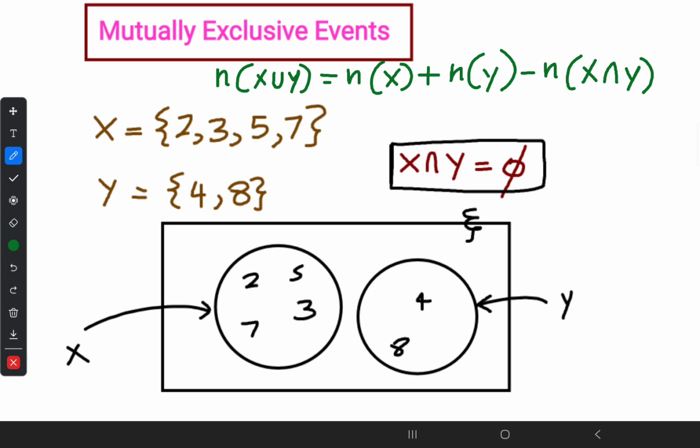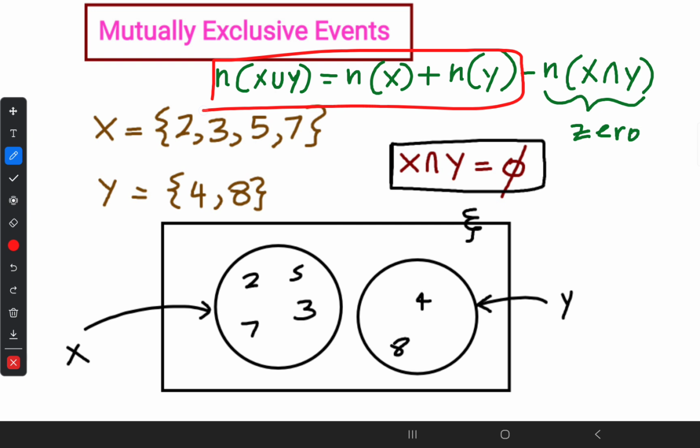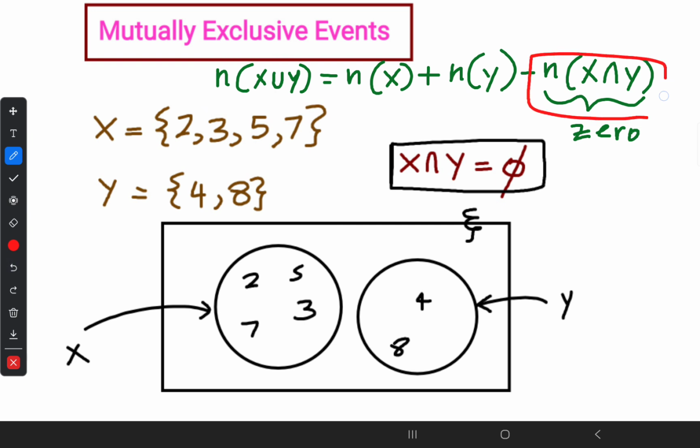Here you can see in the mutually exclusive event, X intersection Y, what is this? There is no intersection, so this would be 0. It will become 0, the null set. So no need to indicate this one. In the mutually exclusive event case, we can redefine this formula since it is 0. I'll write this one here.